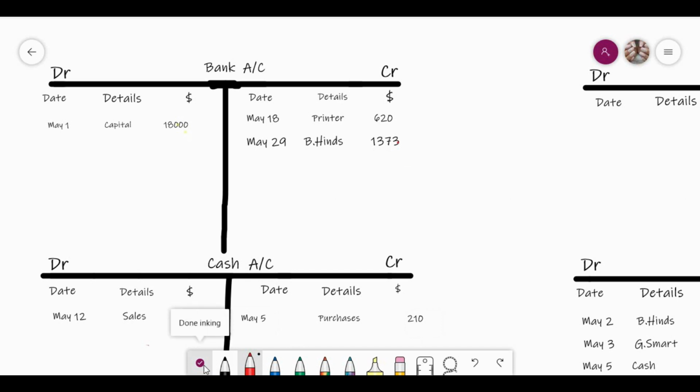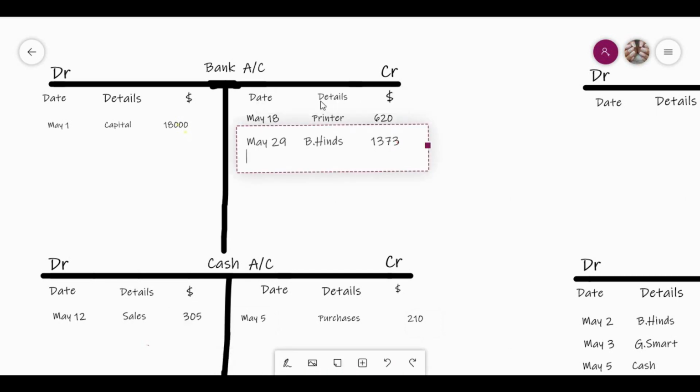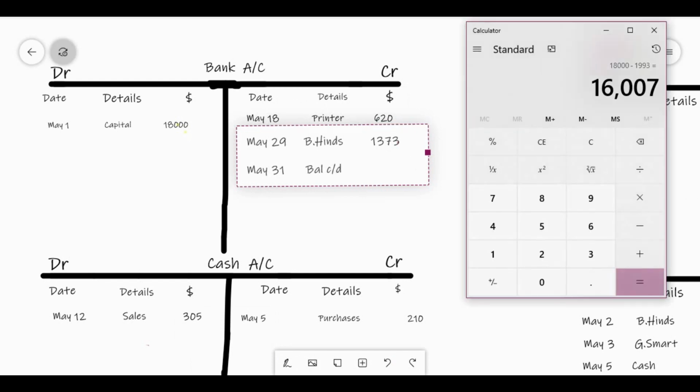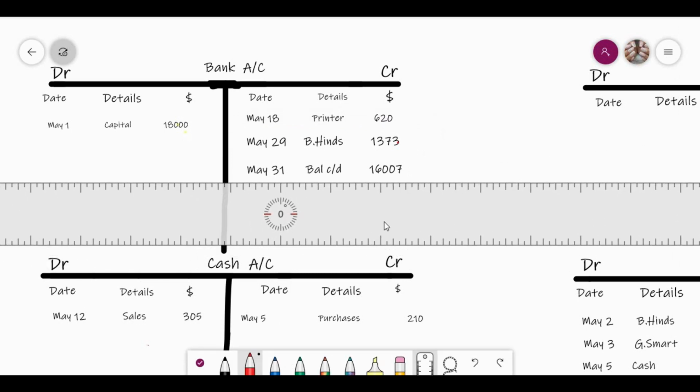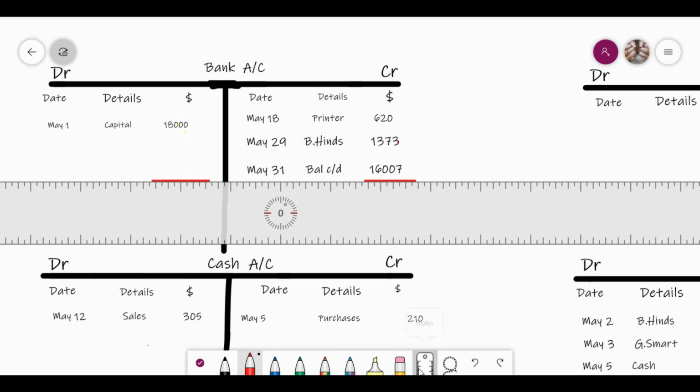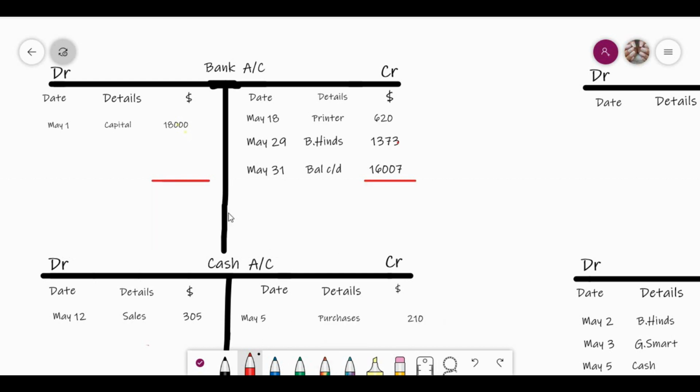So the date will now be May 31st, which is the last day of the current month. The details: balance carried down, and the value $16,007. Sorry. Make sure it is in line with the other figures, and we're going to be drawing a bar line and writing the total amount once more. It should be the same amount on both sides, which is the whole purpose of balancing off accounts.